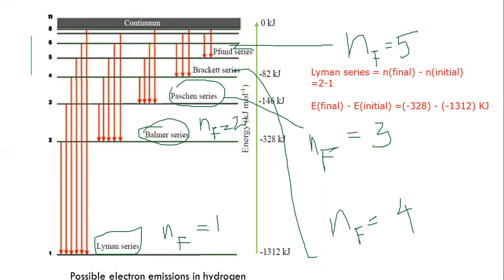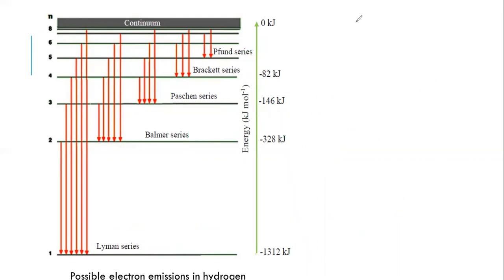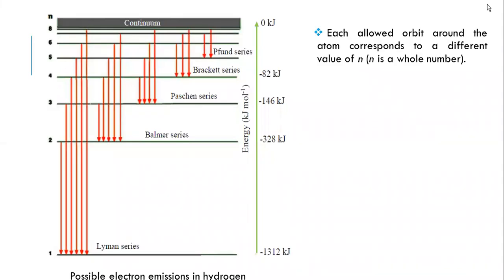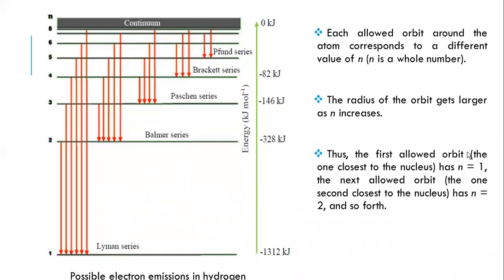Now we already discussed all steps, and let's see the notes. Each allowed orbit around the atom, I said, that electron shell is your orbit corresponding to the different values of n. The n is always a whole number, a positive integer. The radius of the orbit gets larger when the n increases. So that's the first law of the orbit.